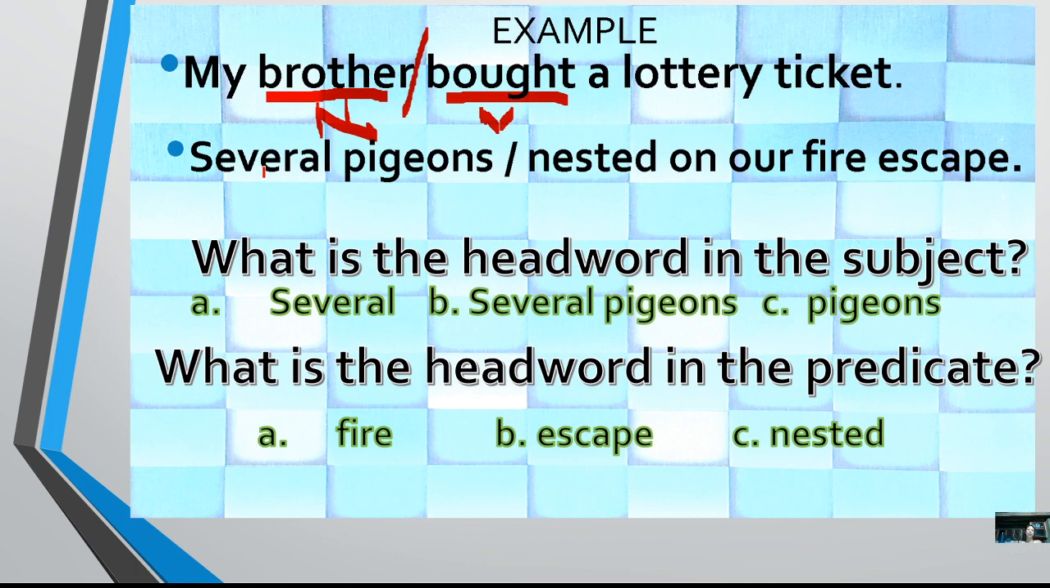Okay, what about here? Sentence 2. Several pigeons nested on our fire escape. So I've already put a slash mark there in between the subject part and the predicate part. Now the question is, what is the headword in the subject, here in the subject part?